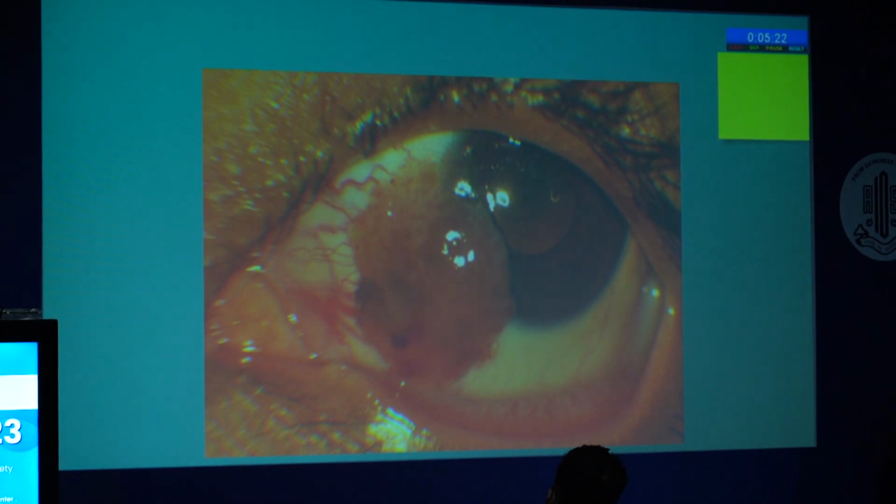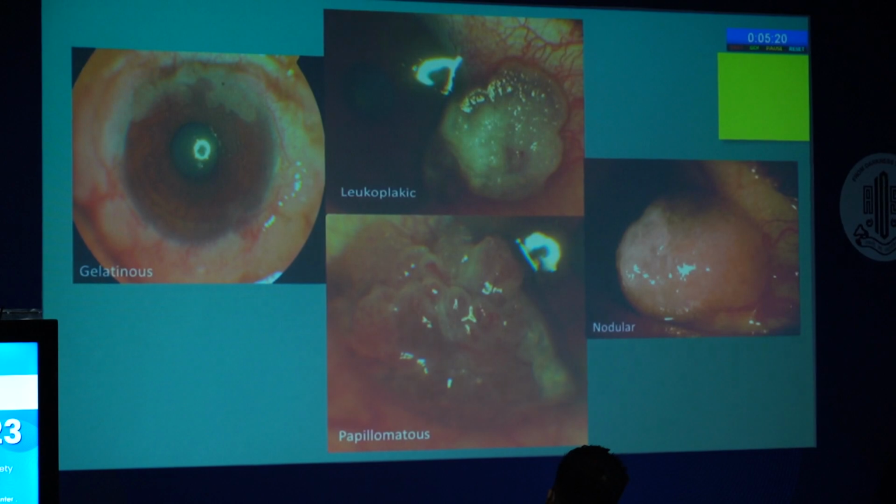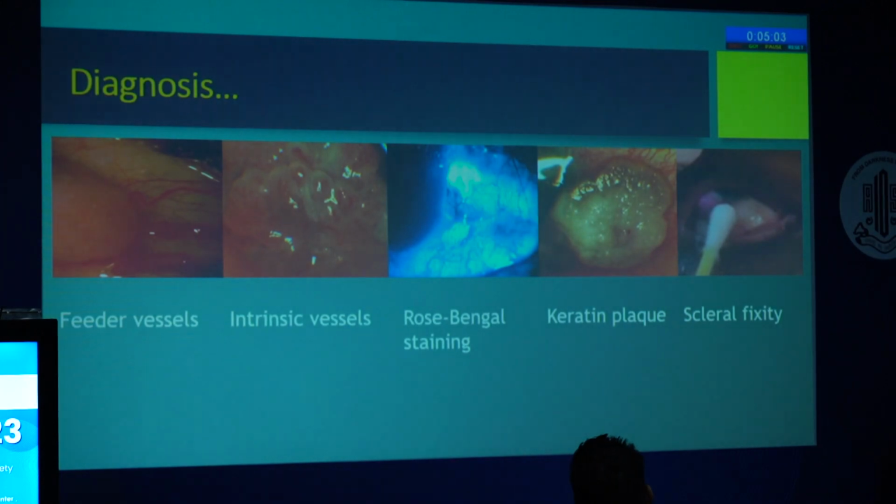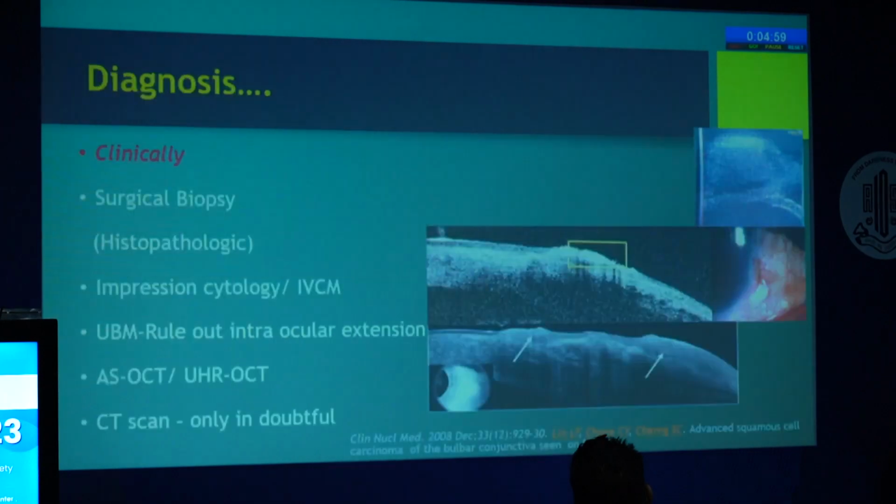And its morphology ranges from gelatinous to leukoplakic to papillomatous or nodular ulcerative. Clinically, we can identify these tumors very easily with the presence of feeder vessels, intrinsic vessels. Rose Bengal stain is very useful in these cases, as are keratin plaques, and scleral fixity is one of the very important tests which we want to do in each case.